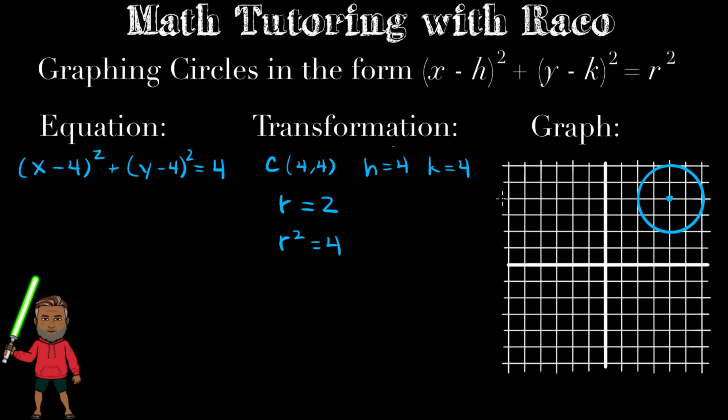And very quickly, you can see how these two things are interacting with each other, the equation and the graph. The transformation is just a bridge between those two. It's kind of the words that we use to get from equations to graphs and graphs to equations.